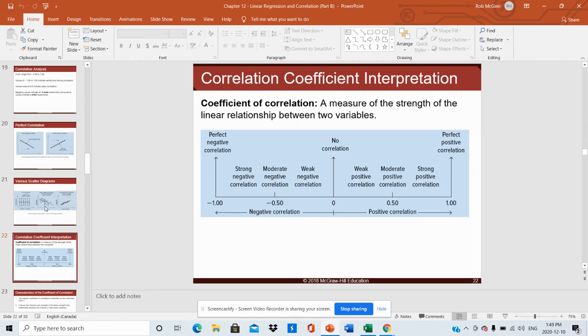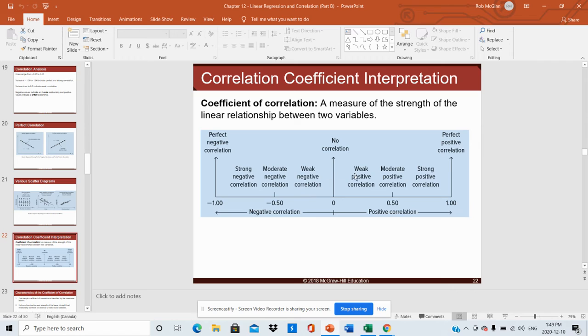So the correlation or coefficient of correlation or correlation coefficient is a measure of the strength of the linear relationship between two variables. And it also tells us direction. Positive value means positive correlation. A negative value means negative correlation. And we can see if we're at 0, we have no correlation.